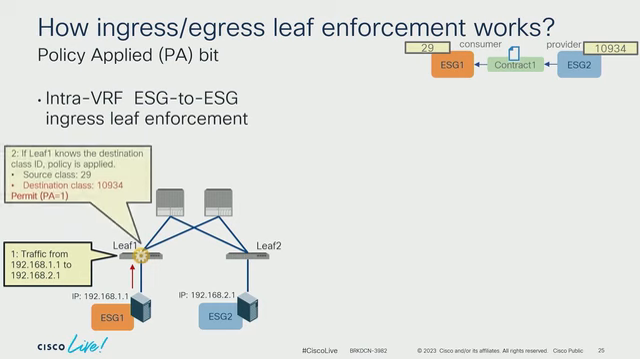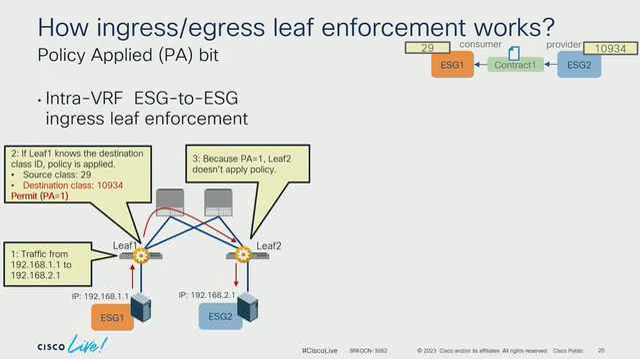If ingress leaf 1 can resolve the destination class ID, ingress leaf can apply policy, and then it sets the policy applied bit to 1. That indicates policy was already applied on ingress, so that the egress leaf 2 doesn't apply policy because the policy applied bit is 1. So this is ingress enforcement.